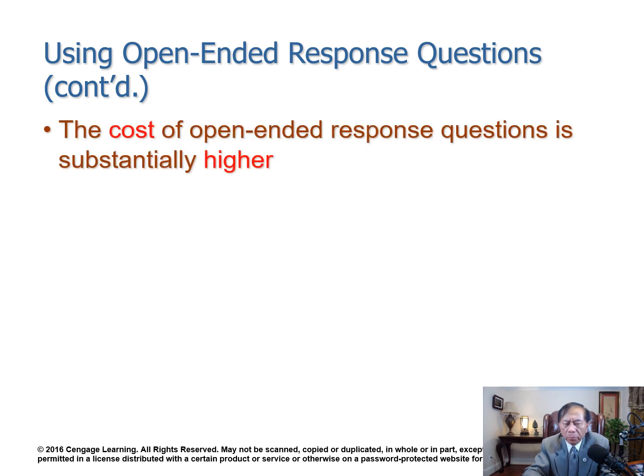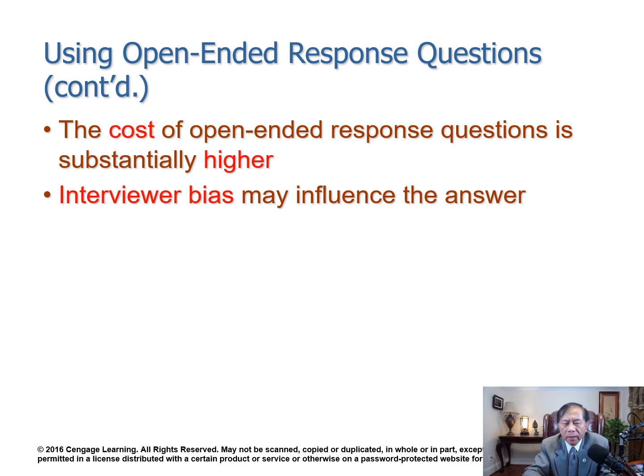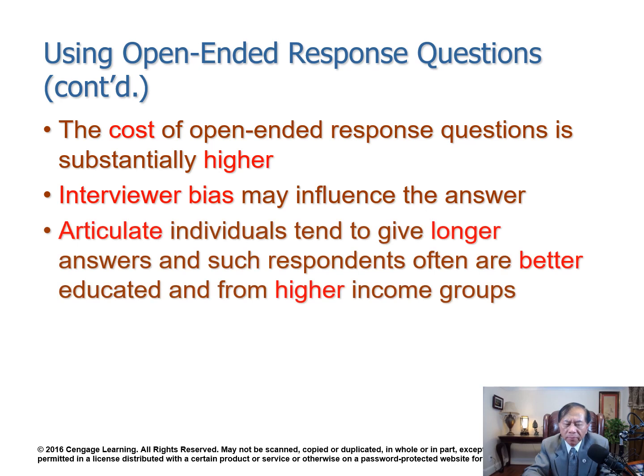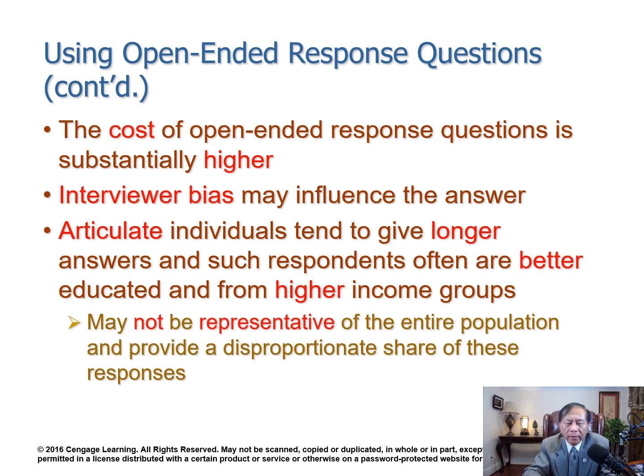The cost of open-ended response questions is substantially higher, to code it, to enter the data. Okay? Interviewer bias may influence the answer. Okay? Articulate individuals tend to give longer answers, and such respondents often are better educated and from higher income groups. Okay? But they may not be representative of the entire population and provide a disproportionate share of these responses. So there's the pros and cons of that.